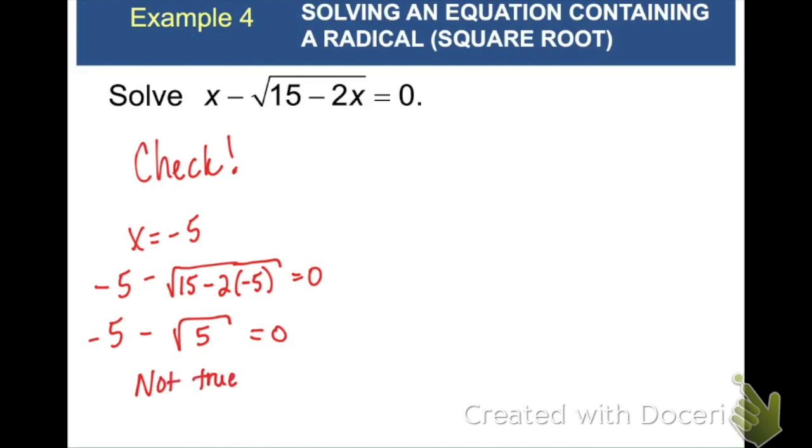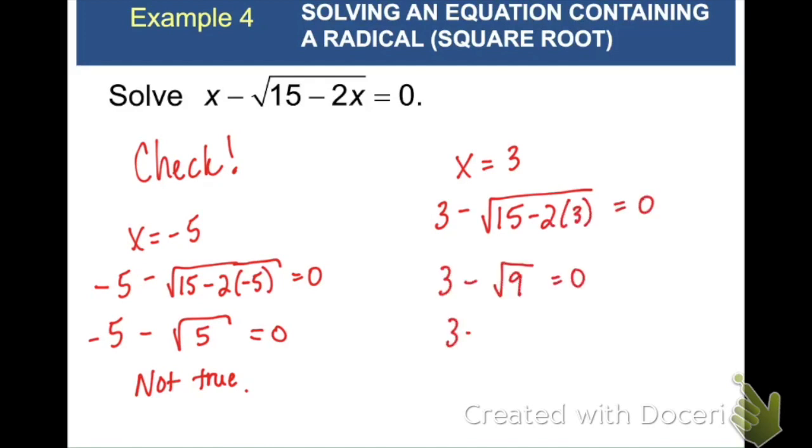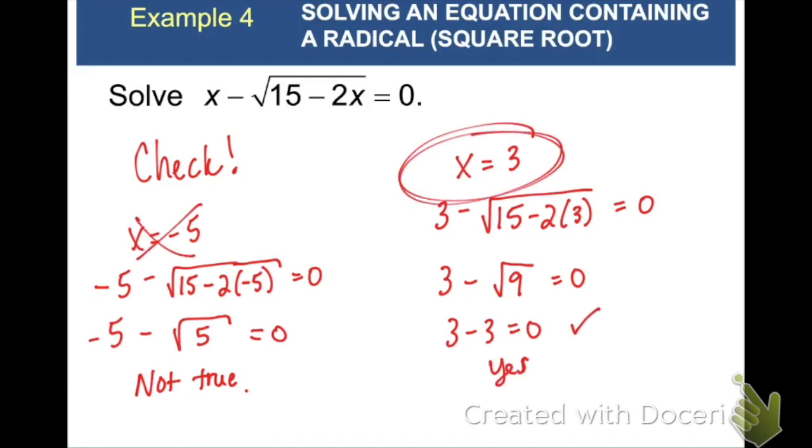So here you see we've got negative 5 minus square root of 5 equals 0. I know that that's not true, so I know that negative 5 is not one of my answers. Now we'll check x equals 3. We get 3 minus 3 equals 0, which is true, so my only answer for this problem is x equals 3.